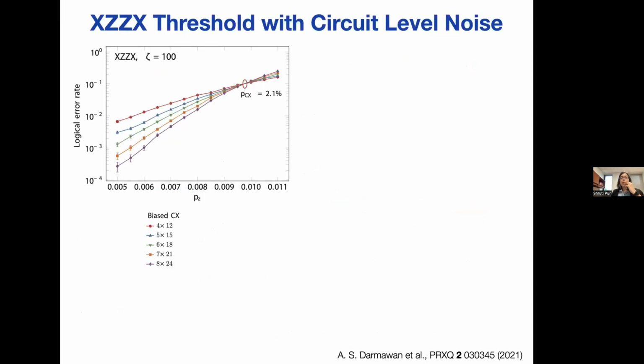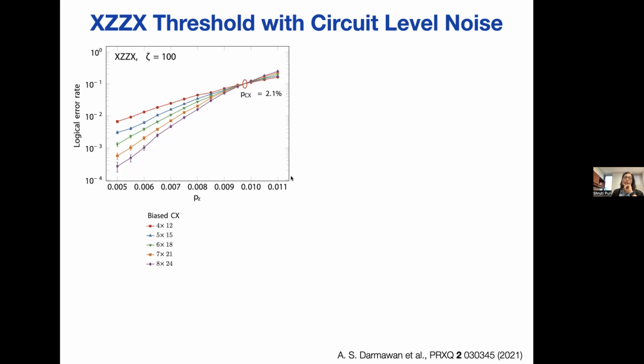So now I want to show you what is the impact of having a bias preserving CNOT gate versus not having a bias preserving CNOT gate. Suppose God magically gives you a CNOT gate which has biased noise, so there's only Z errors in the CNOT gate, and you now build the XZZX code using this kind of CNOT gate.